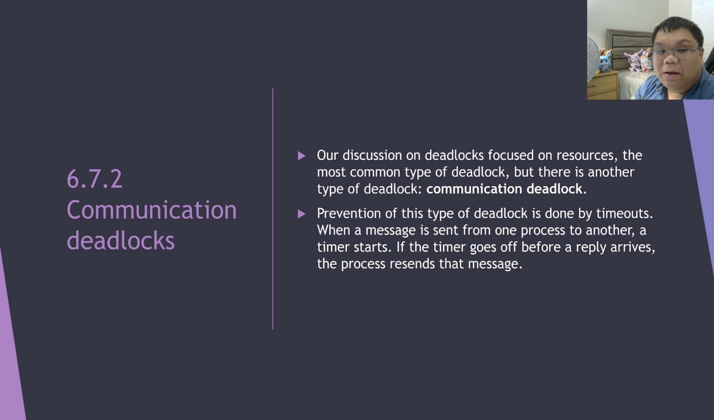So far, we have talked about resource deadlocks, but there is another type of deadlock called a communication deadlock. Prevention of this type of deadlock is done by timeouts. When a message is sent from one process to another, a timer starts. If the timer goes off before the reply arrives, then the process resends the message.